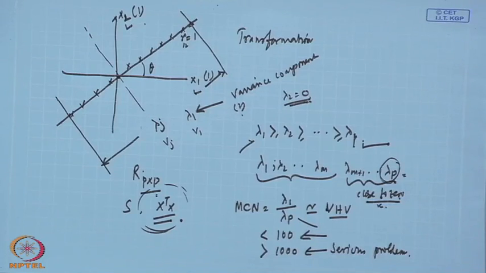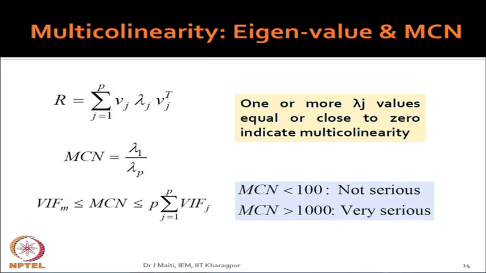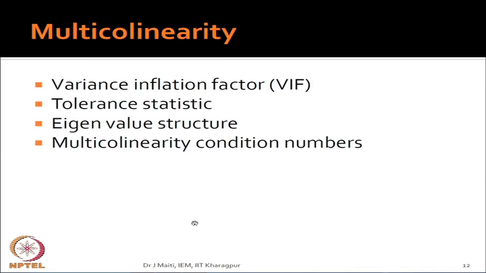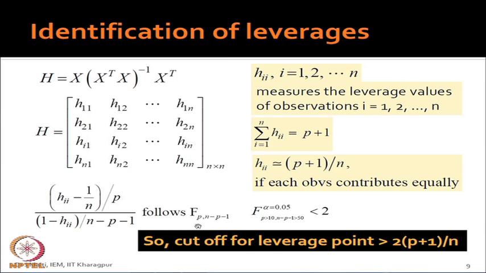Getting me? Then there is one relationship between the MCN and the VIF point of view, the variance inflation factor. VIF max is the maximum variance inflation factor. MCN should be less than the sum total of all the variance inflation factors, that is, the sum over j equal to 1 to p of the VIFs.